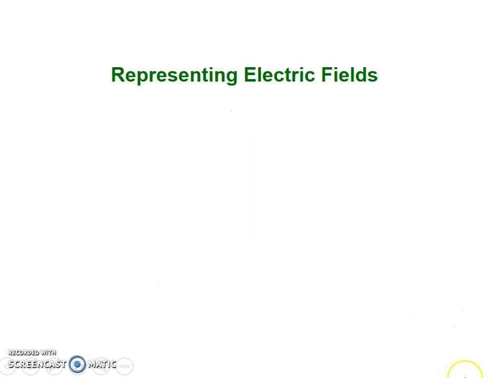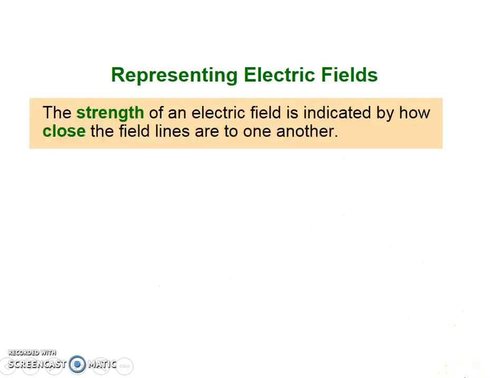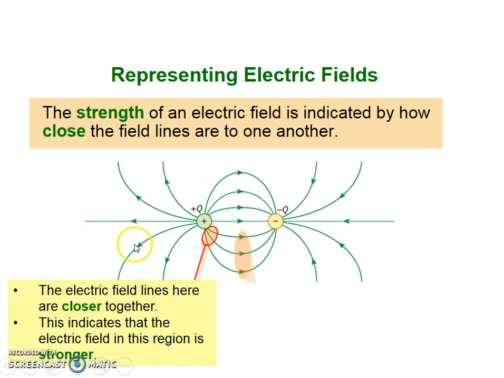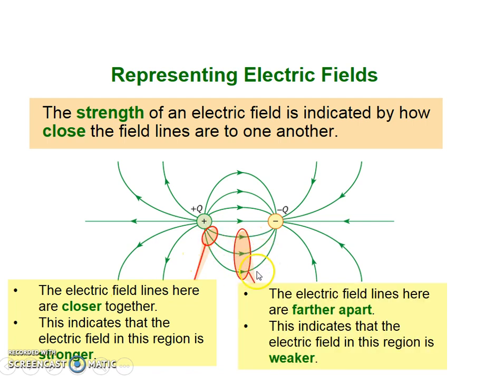So, representing electric field lines, just to summarize, the strength of the electric field is indicated by how close the lines are to one another. For example, in this region the lines are closer, which indicates a stronger field than in this region, because they are further apart.